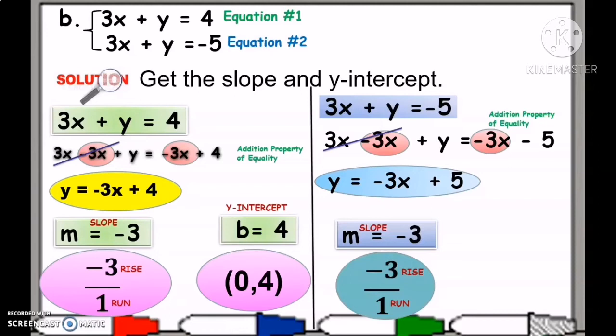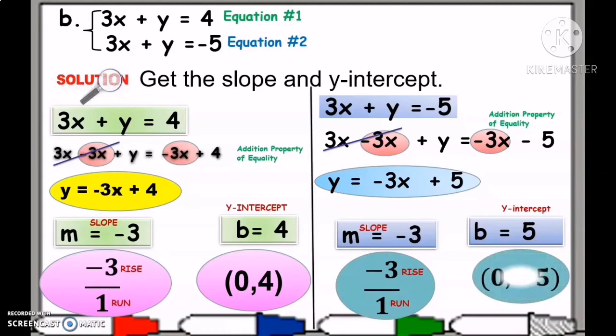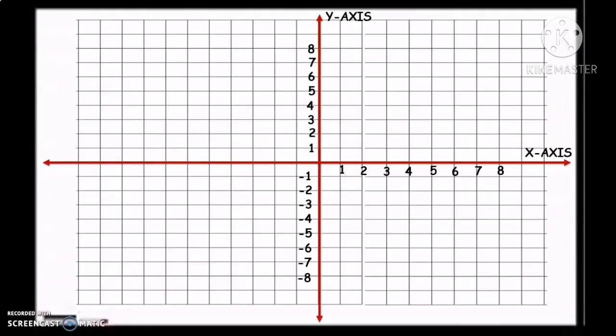Ito naman ang run. Now, kung mapapansin natin, pareho lang sila ng slope, no? Both negative 3 over 1. So, negative 3 po ang slope. Pero, ang y-coordinate nila ay iba. Magkaiba. So, dito po, ang y-intercept is negative 5. So, the coordinates will be 0 and negative 5. Now, graph natin.